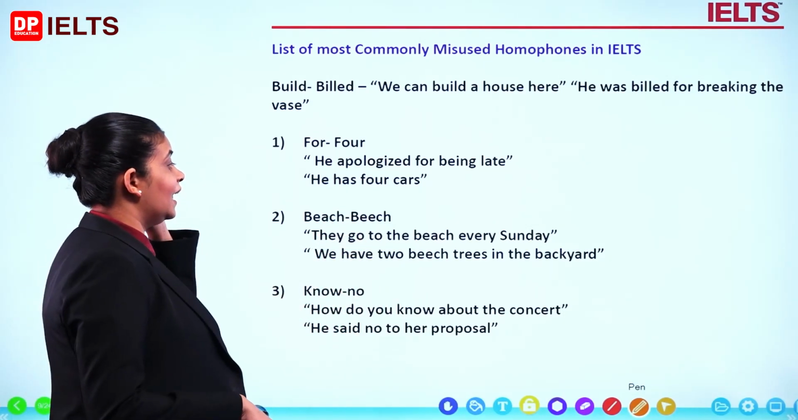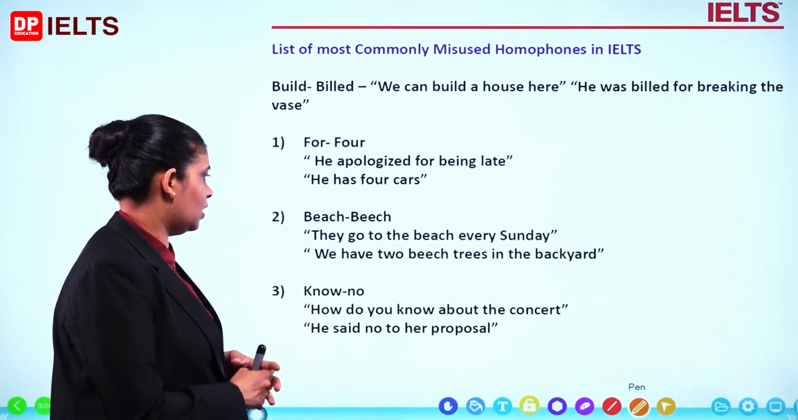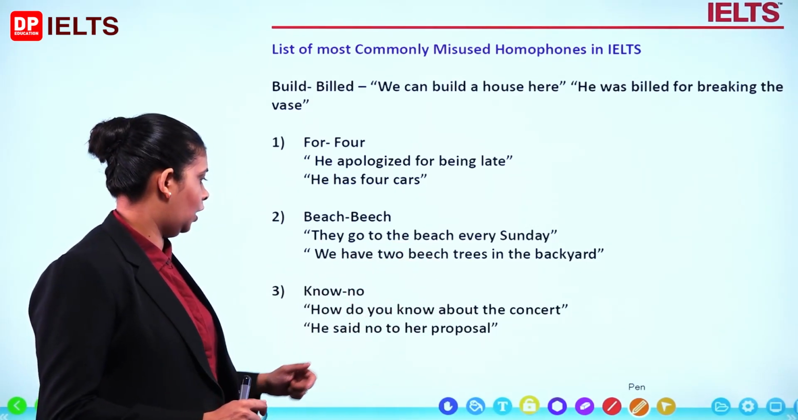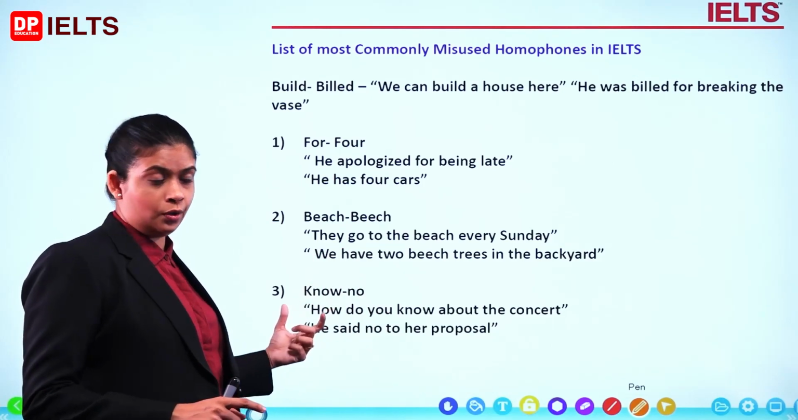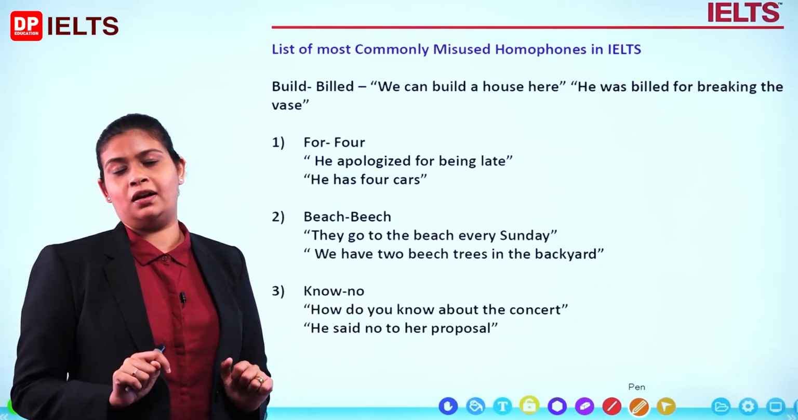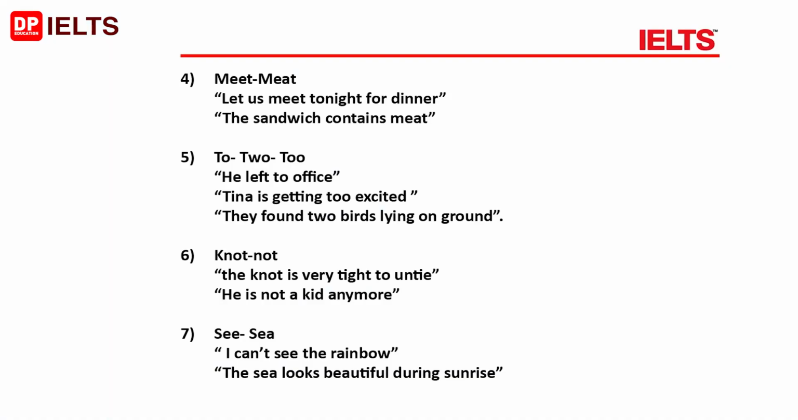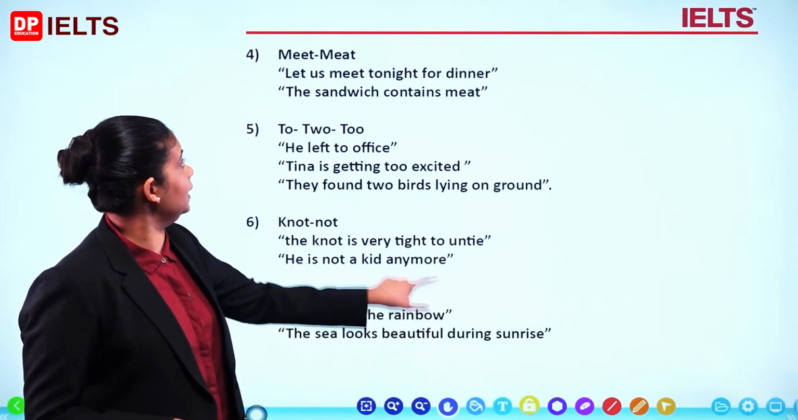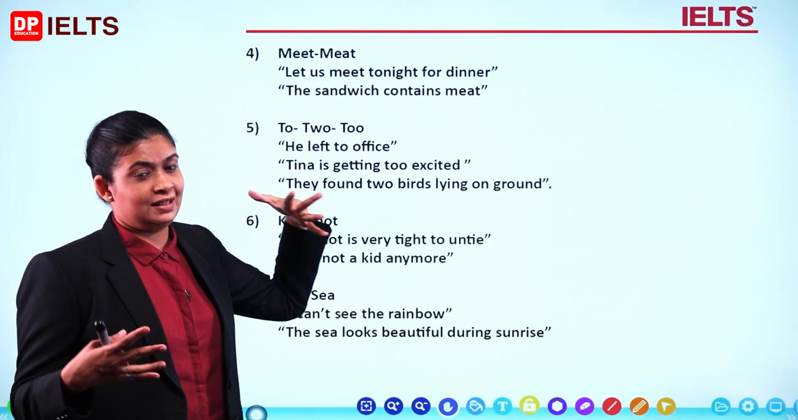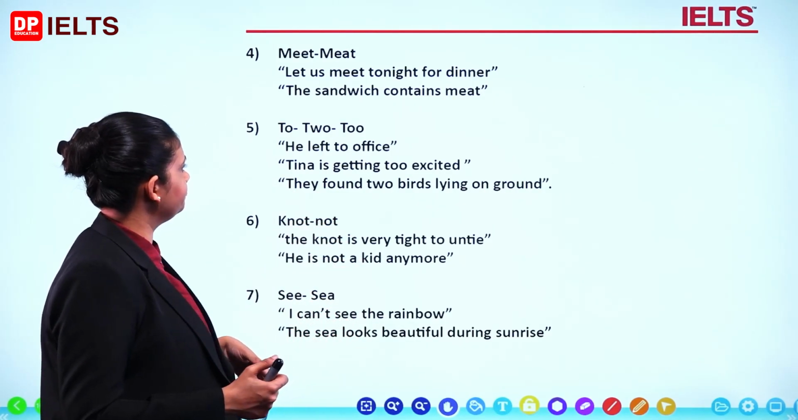Beach, beech. Here, it is the beach, like where you have sand, right? They have two beech trees. It's a type of a tree. No, know. Know is to know about something. No is saying, no, I can't do it. Refusing something, right? Next one, meet, meat. So one meet is this one, to meet a person. The other one is a meat sandwich, like chicken, pork, meat, right?